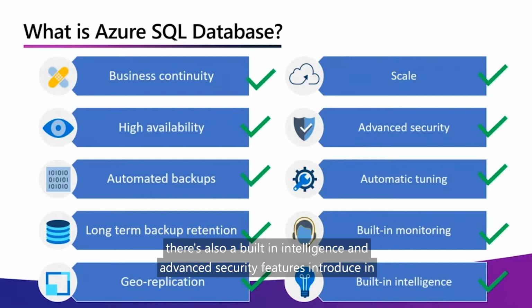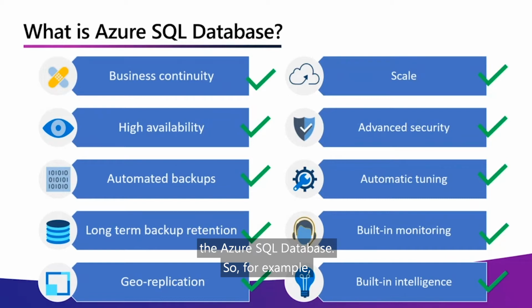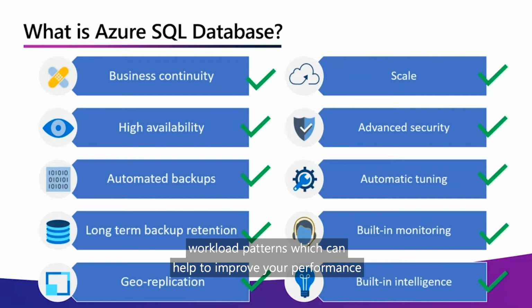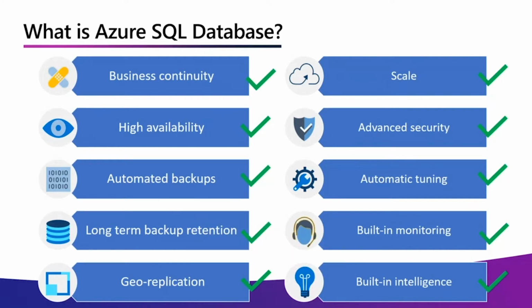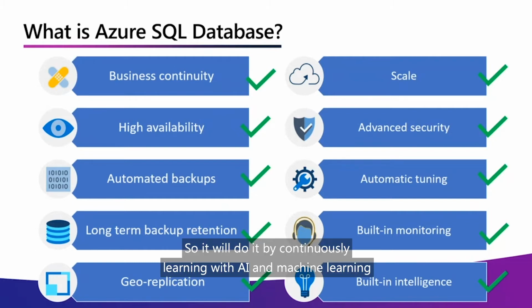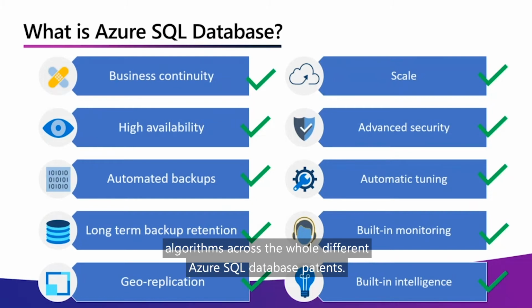In addition, there is also built-in intelligence and advanced security features introduced in Azure SQL Database. For example, there is a database advisor feature that can continuously assess and analyze the usage history and provide users with customized recommendations based on the workload patterns, which can help to improve your performance. The automatic tuning feature can also help you to automate the performance tuning of the SQL databases, such as creating indexes, dropping indexes, or forcing the last good plan.